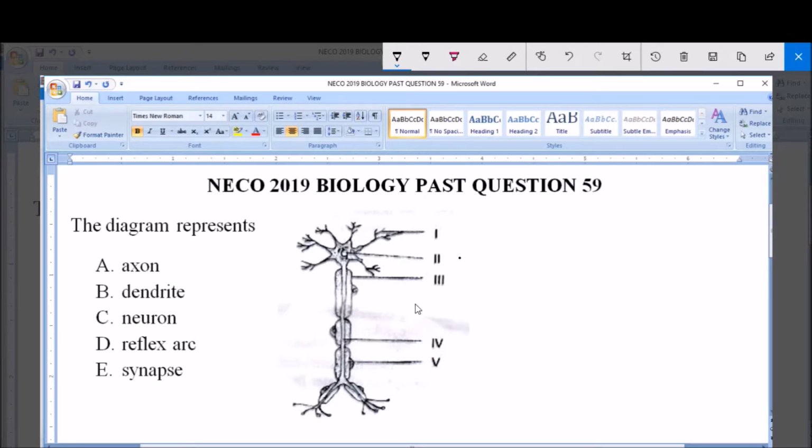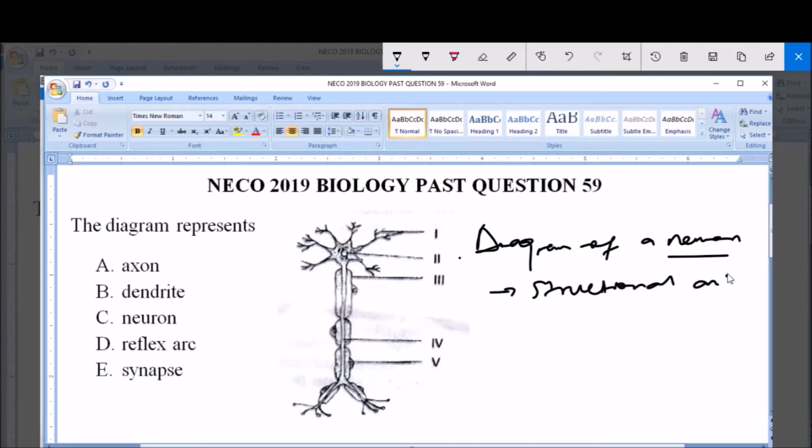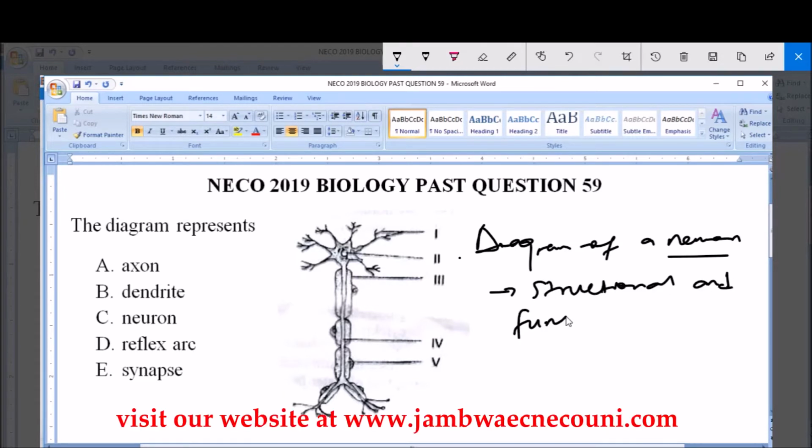Now, this diagram here simply represents the diagram of a neuron. This is a diagram of a neuron or a nerve cell. Now, a neuron or nerve cell is a structural and functional unit of the nervous system.